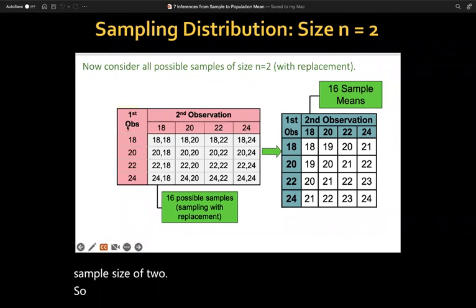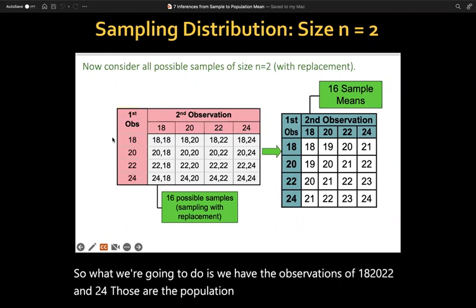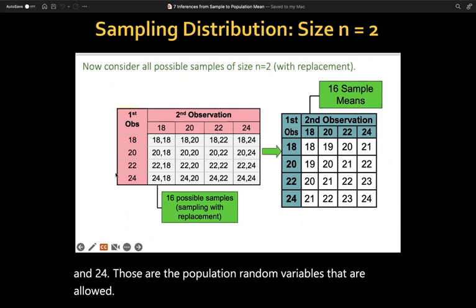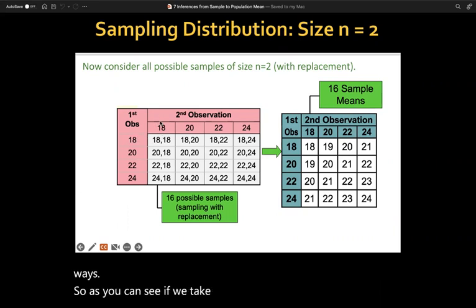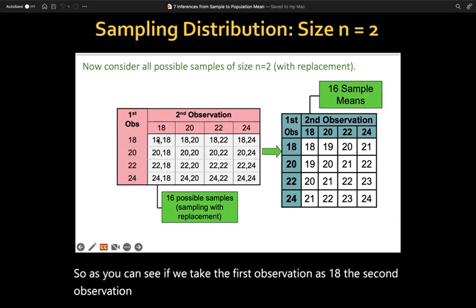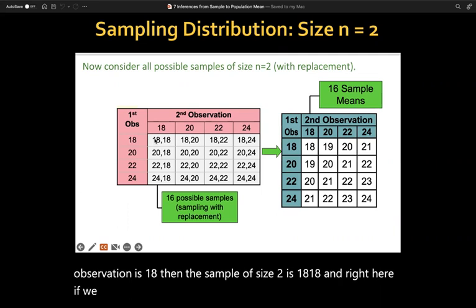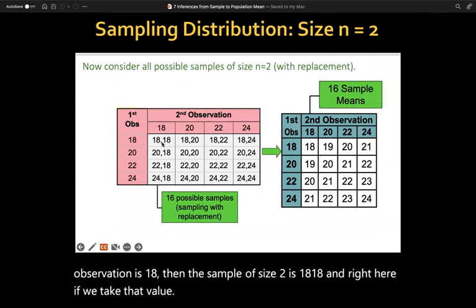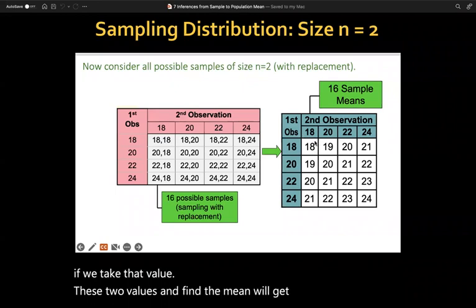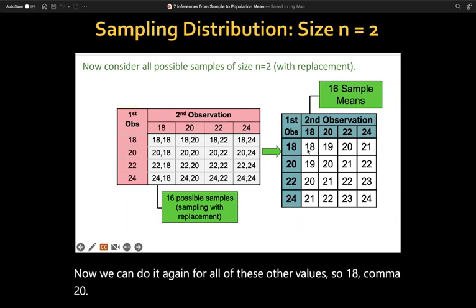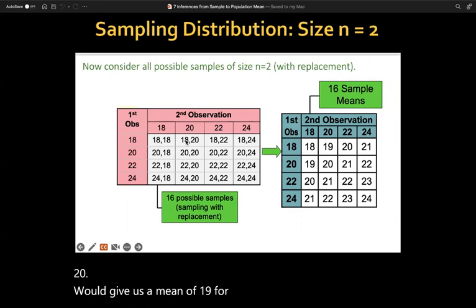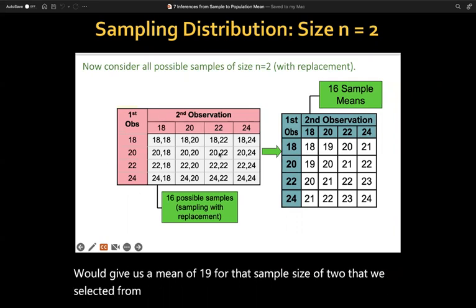So what we're going to do is we have the observations of 18, 20, 22, and 24. Those are the population values that are allowed. And we're going to combine them in all the different possible ways. So as you can see, if we take the first observation as 18, the second observation as 18, then the sample of size 2 is 18, 18. And right here, if we take these two values and find the mean, we'll get 18. Now we can do it again for all of these other values. So 18, 20 would give us a mean of 19 for that sample of size 2 that we selected from the population, and so forth and so on.